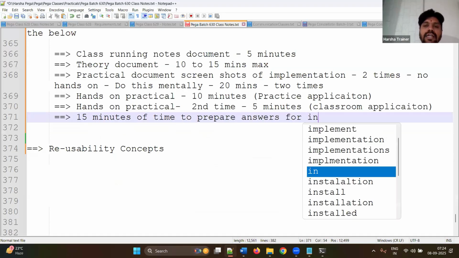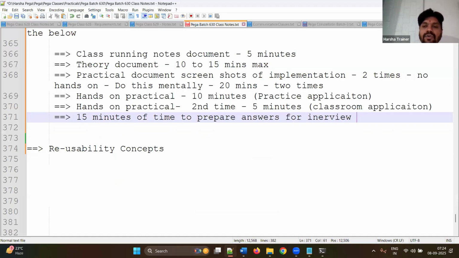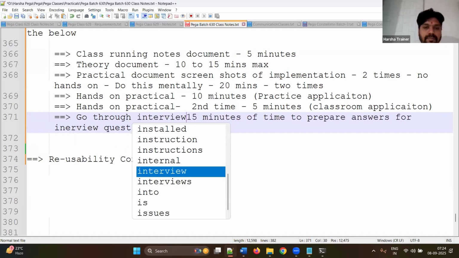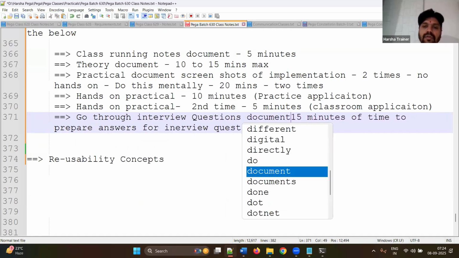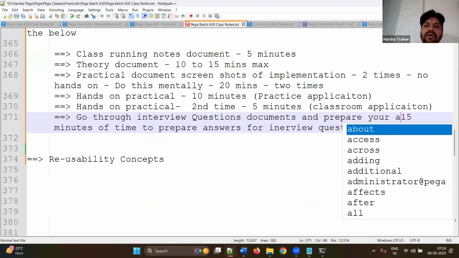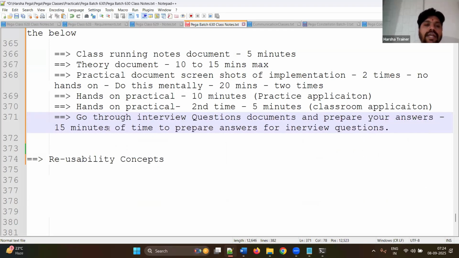Answers for interview questions. The interview questions we will share with you, about what has happened today. All these topic-related interview questions will be shared, and you will be able to find the answers. So to prepare the answers, it will take only 15 minutes of time. I will write it down this way: go through the interview questions documents and prepare your answers. As you already have knowledge, it will not take more than 15 minutes of time.